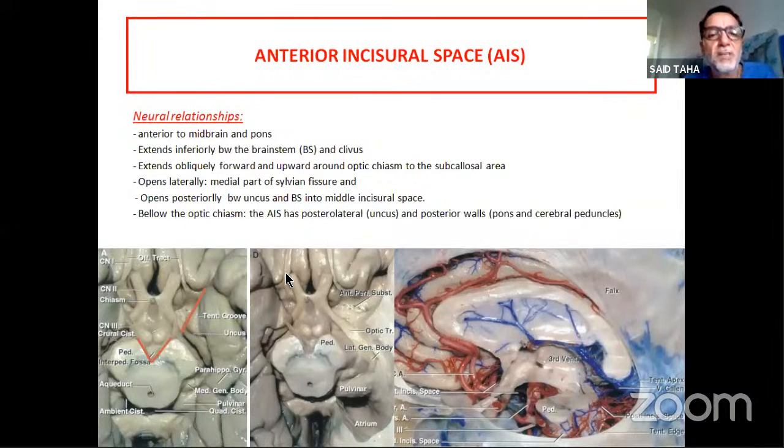The anterior incisor space is located anterior to the midbrain and the pons, and extends inferiorly between the brainstem and the uncus, and extends obliquely and forward around the optic chiasm in the subcallosal area, opens laterally here in the medial part of the sylvian fissure, and opens posteriorly between the uncus and the midbrain to the middle incisor space, and below the optic chiasm, the anterior incisor space has a posterolateral wall formed by the uncus and the posterior wall by the peduncle and the pons.